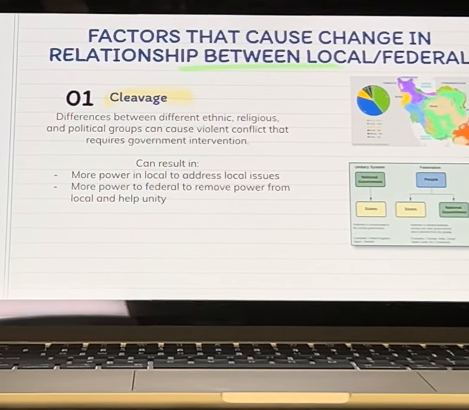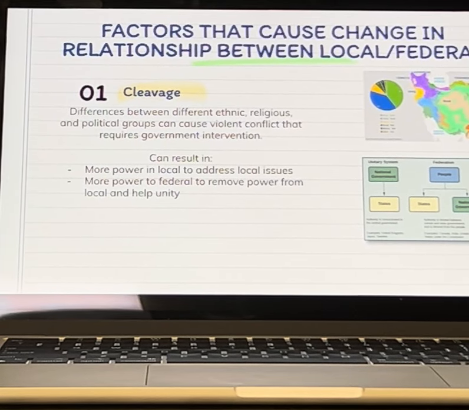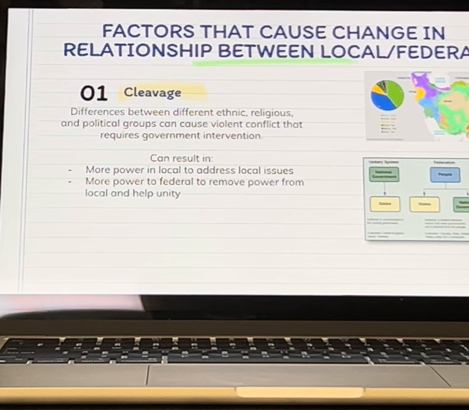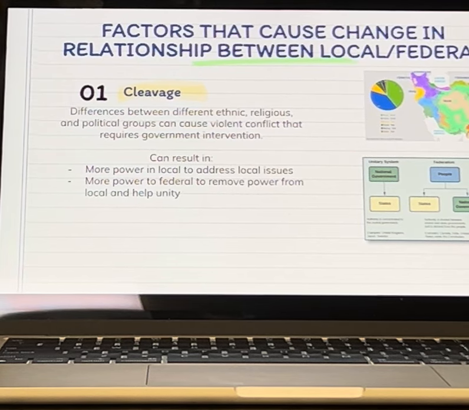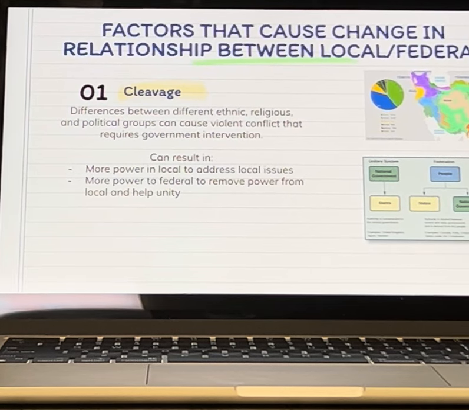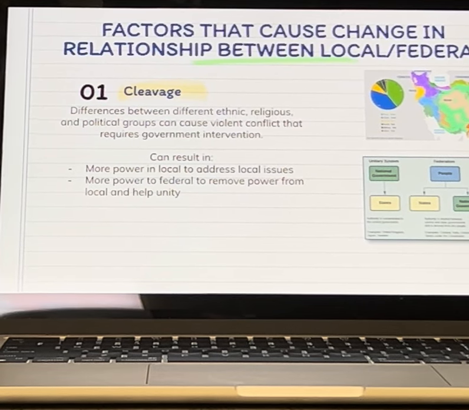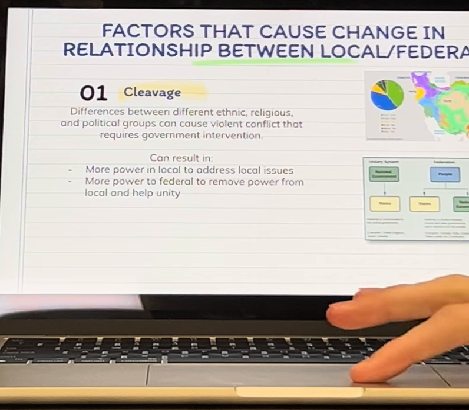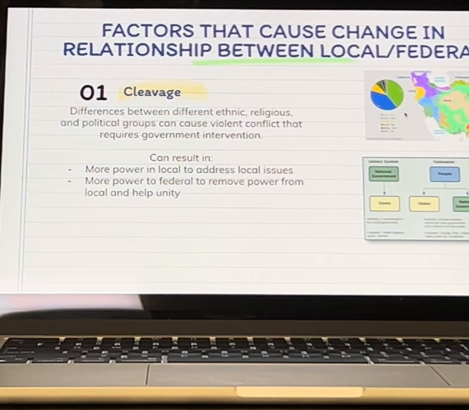Cleavage, which is like, you know, in 6th grade, how you learn cleavage is how a rock breaks. It's how a country breaks. So cleavage is differences between different groups within a country. So it's usually ethnic, religious, or political.